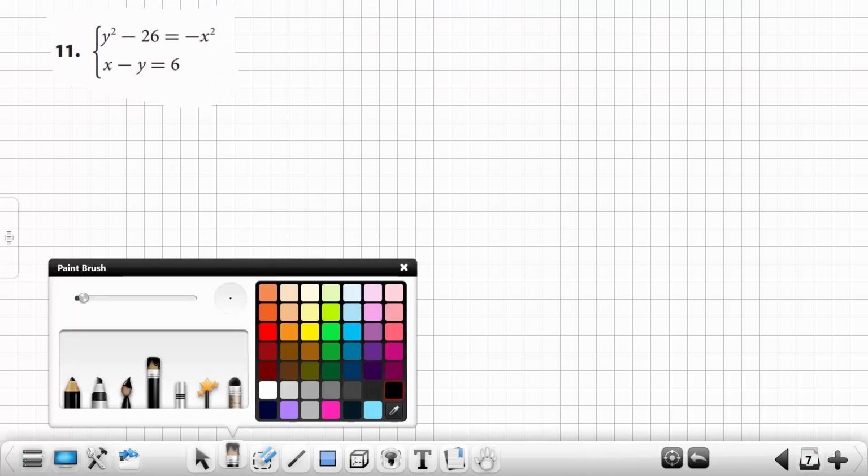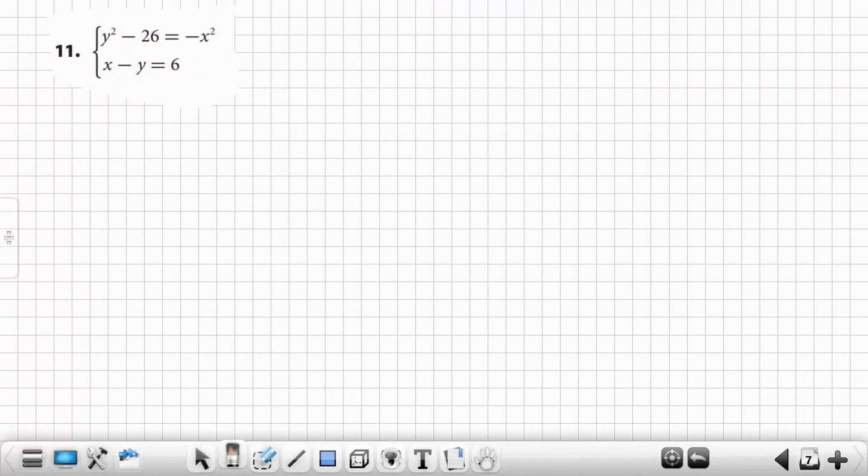All right. This one looks like it won't be as bad. Let's go ahead and solve for, it doesn't really matter. Let's solve for x. I'm going to add y to both sides. And x equals 6 plus y. I'm going to take that and I'm going to plug it into here.